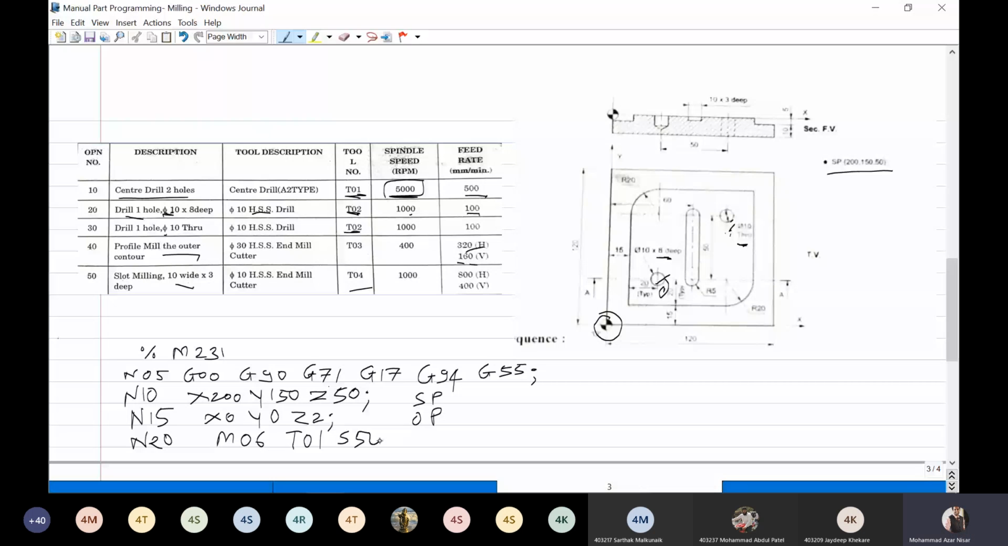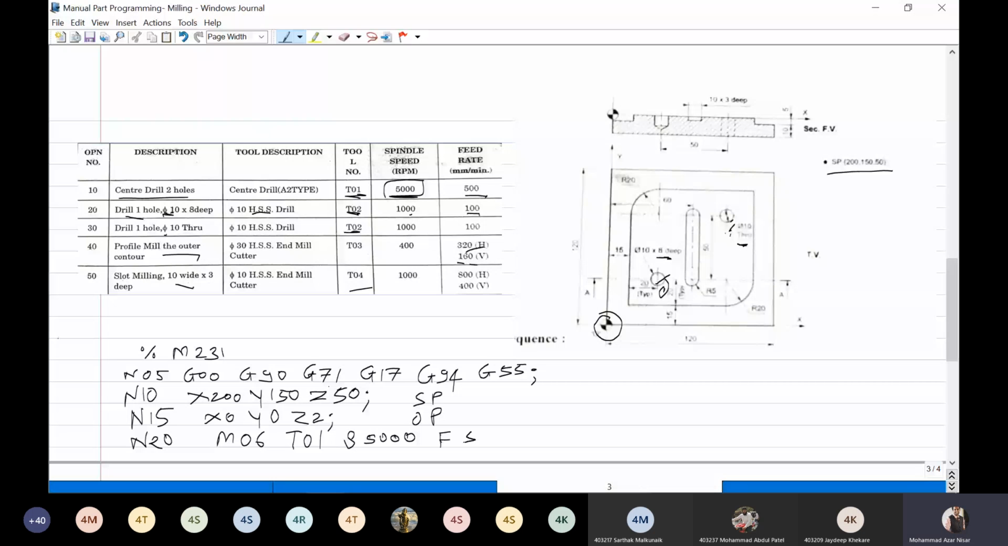5000, yes, 5000. Okay, then you can write the feed rate here also. Here also you can write feed, that is of 500.